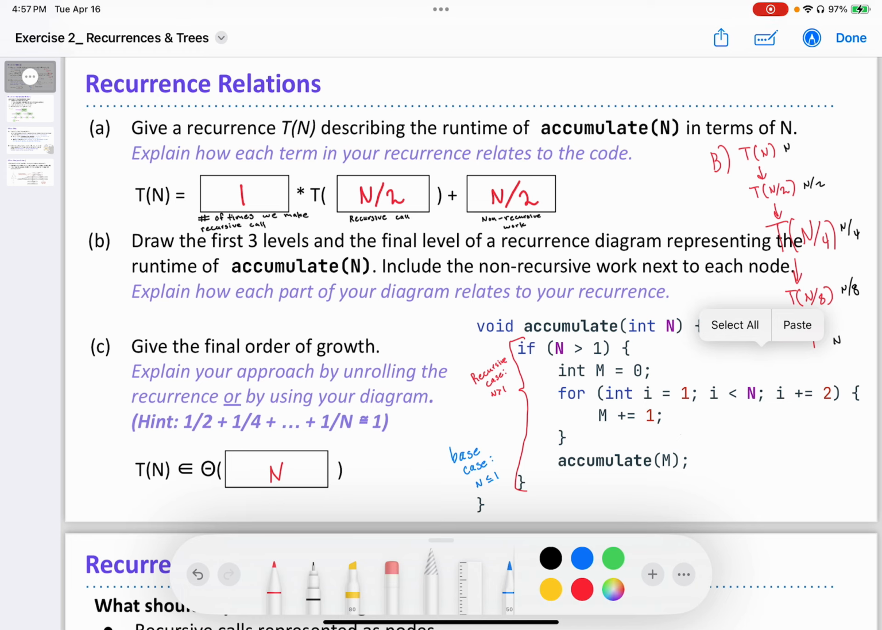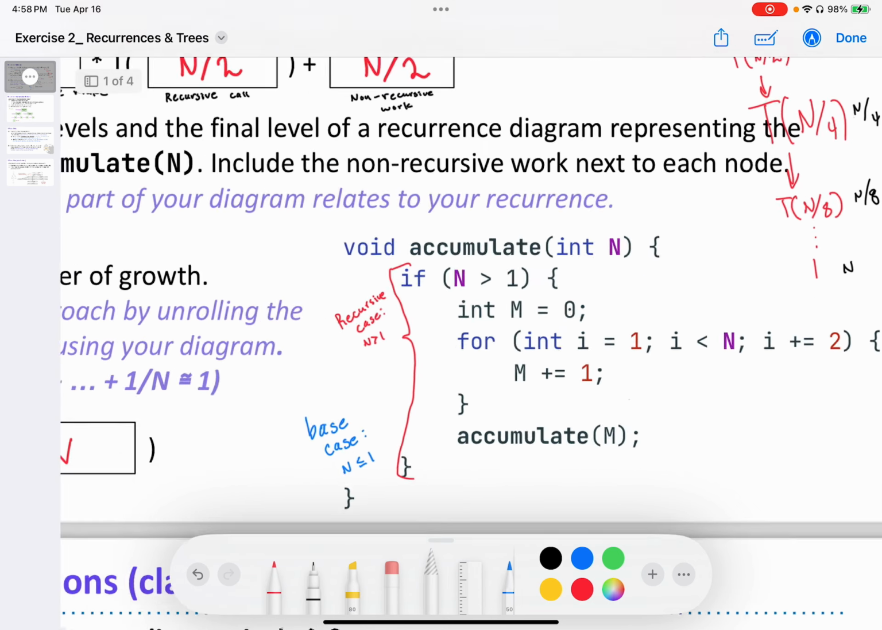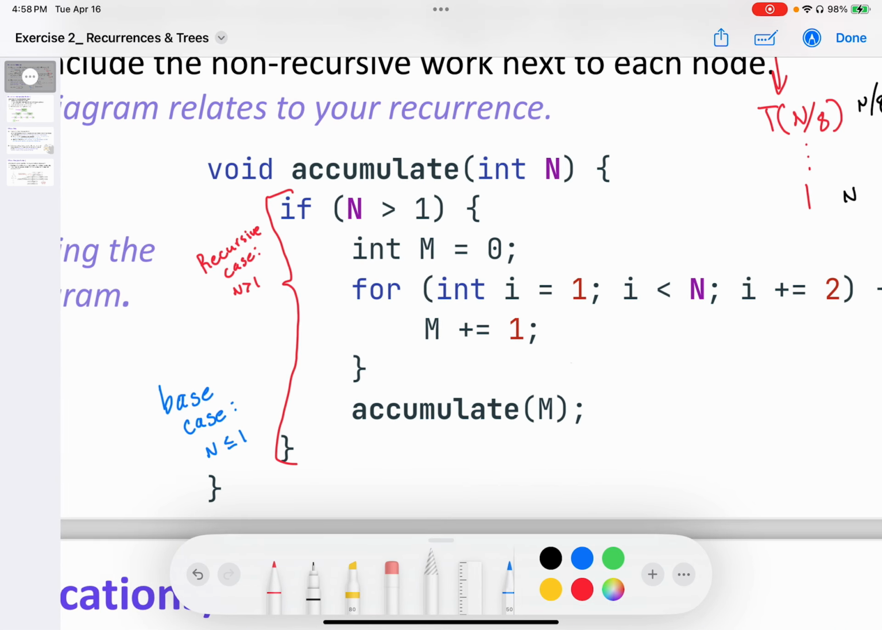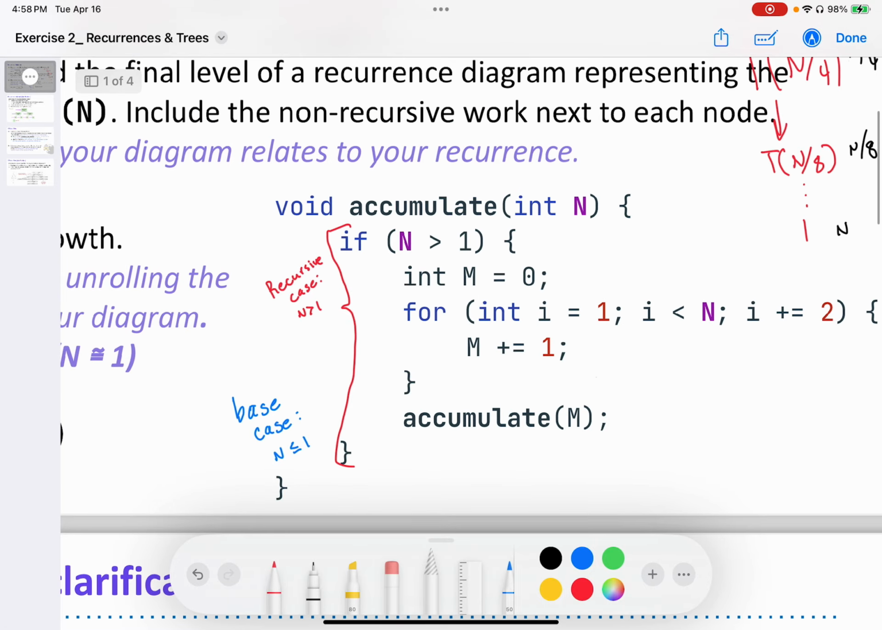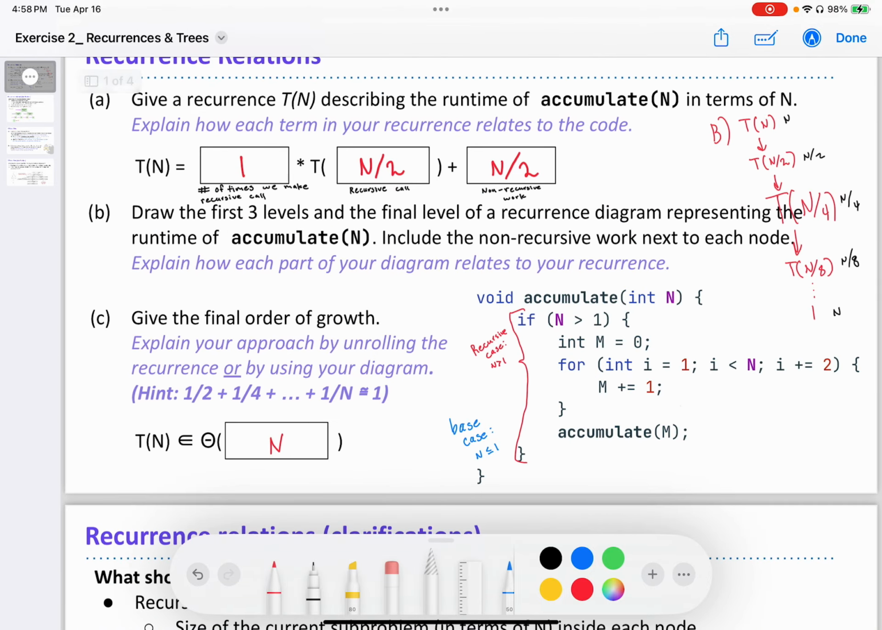And to explain part A, the recurrence describing the runtime of accumulate n in terms of n is 1 times T(n/2) plus n/2. The reason why we have 1 here as the coefficient is because in the method, we only call accumulate, the recursive portion, one time. And the reason why it's T(n/2) is because n/2 represents the size of the problem in each recursive call.